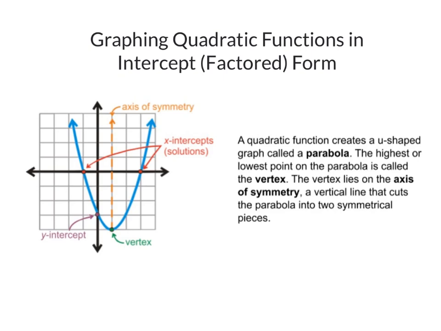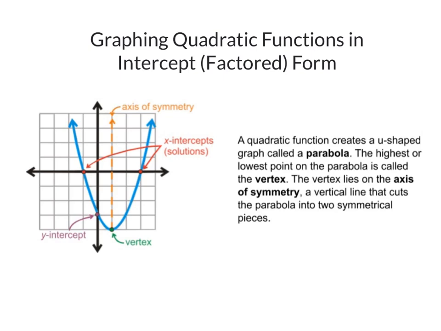Today we're going to learn how to graph a quadratic function in intercept or factored form. Before we start learning how to graph them though, let's look at some key features of the graph of a quadratic function. A quadratic function creates a U-shaped graph called a parabola. This particular parabola is concave up, meaning that it opens upwards and looks like a U. Parabolas can also be concave down and open facing downwards, where they look like an upside down U.